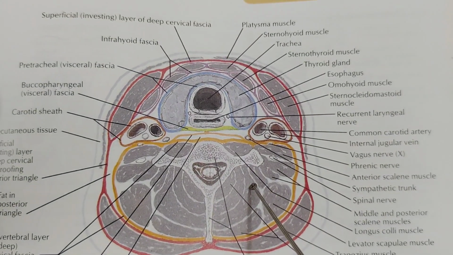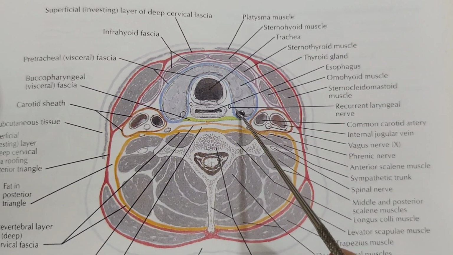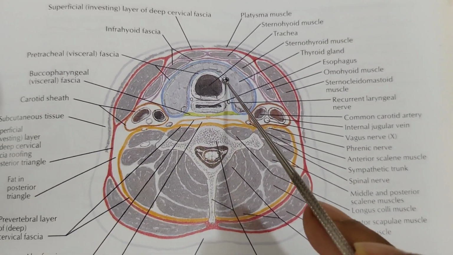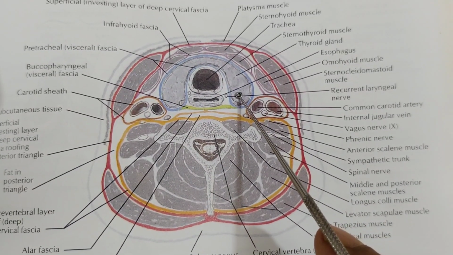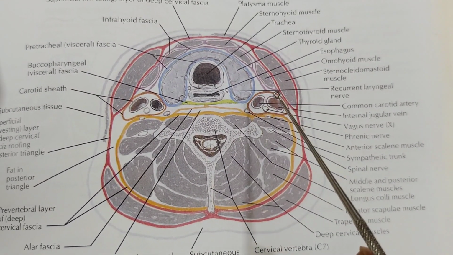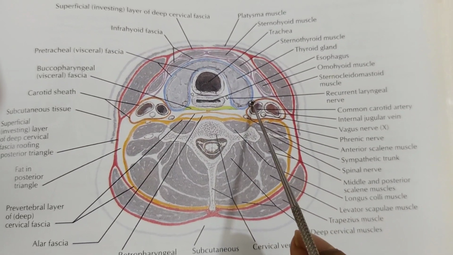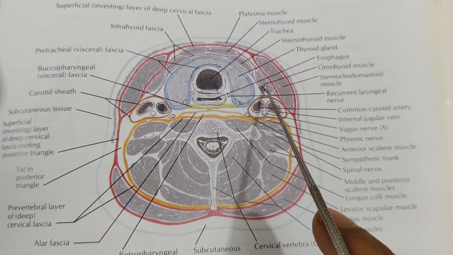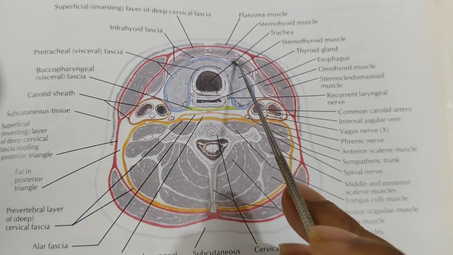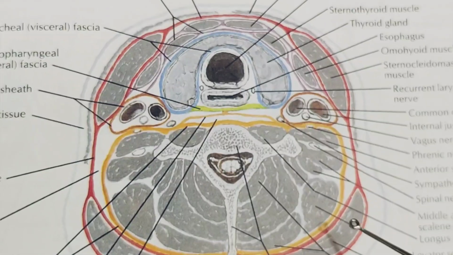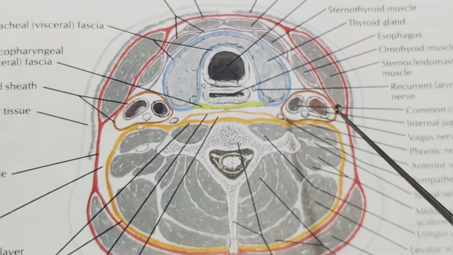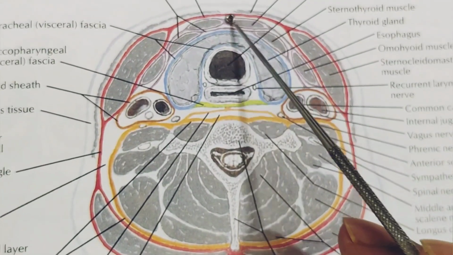Here is the cross section of the neck, where we see the pretracheal fascia enclosing the whole of the thyroid gland. And this fascia is important during the surgical dissection. This works as a plane of dissection. Thyroid gland is related with different structures.